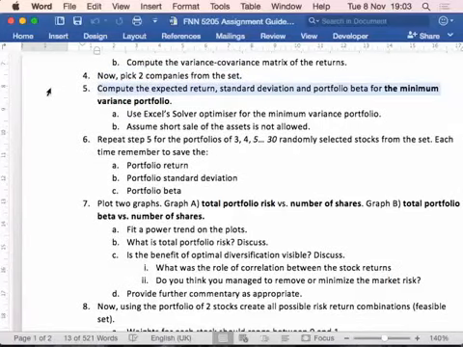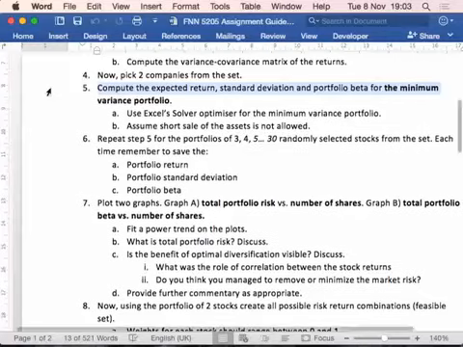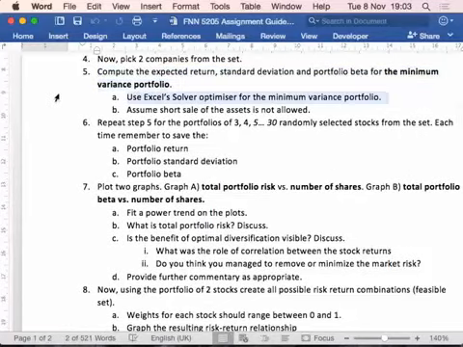With 2 stocks, 3 stocks, 4 stocks, it is the same procedure. It's just the number of stocks that increases. Nothing changed. Now, you have to find the minimum variance portfolio using Solver.